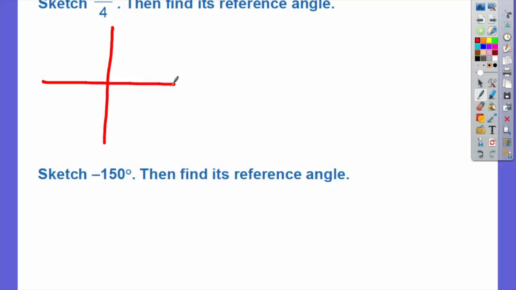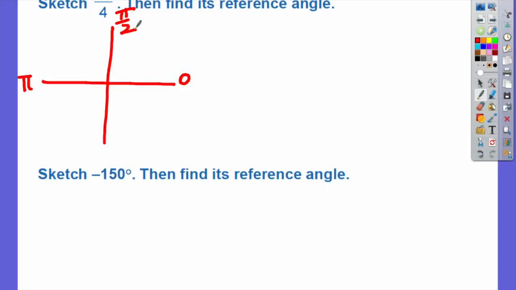So, 3 pi over 4. Clearly, this is 0. 90 degrees would be here. 180 would be here. 270 would be here. But we're in radians. So 90 degrees, 180 degrees really can't help us unless we know what their radian measures are. 180 degrees is what in radians? Pi. What about 90 degrees? Half of pi, pi over 2.